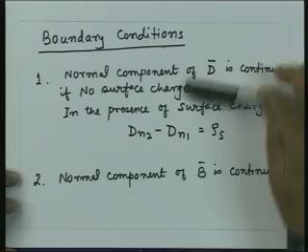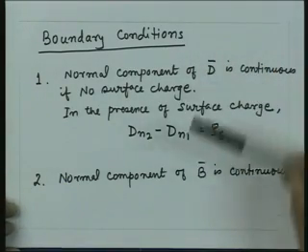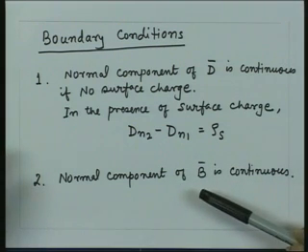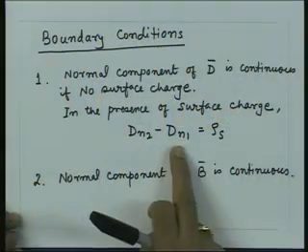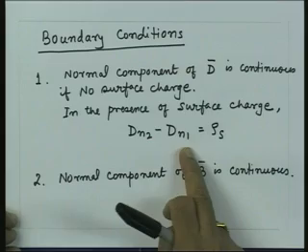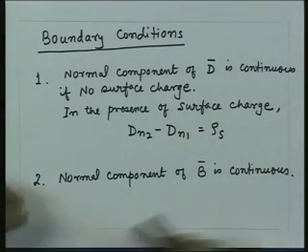So, we have now these two basic boundary conditions on the displacement vector D and the magnetic flux density B. The magnetic flux density B satisfies the condition that its normal component is always continuous, whatever the media discontinuities are, whereas for the displacement vector, if there are surface charges, there is a discontinuity in the normal component, and that is equal to the surface charge density. If there are no surface charges, then the normal component of the displacement vector also is continuous across the boundary.